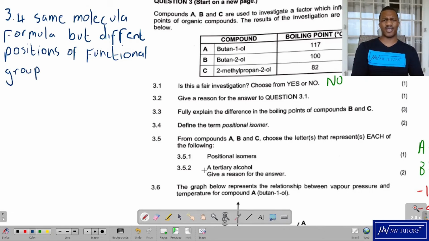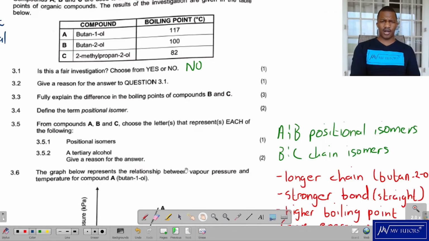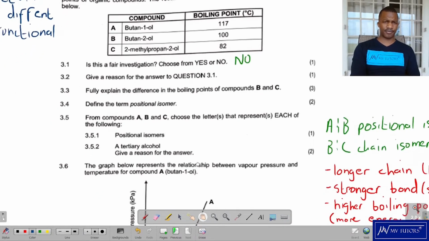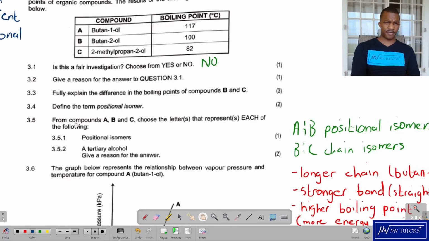Okay, that's it. All right, so we're gonna do 3.5 now. It says from compounds A, B, and C, choose the letters that represent each of the following.